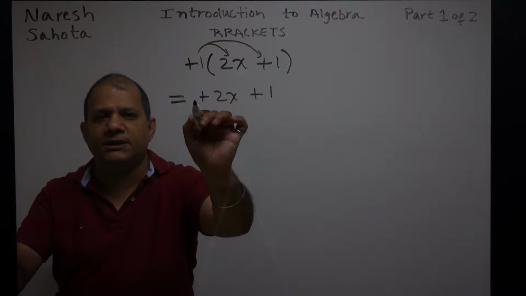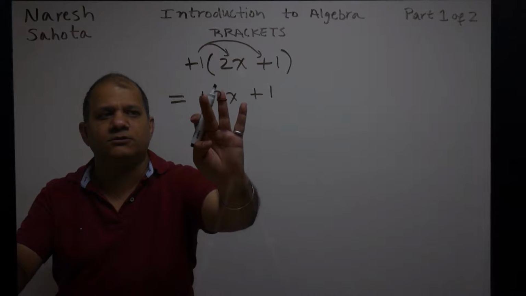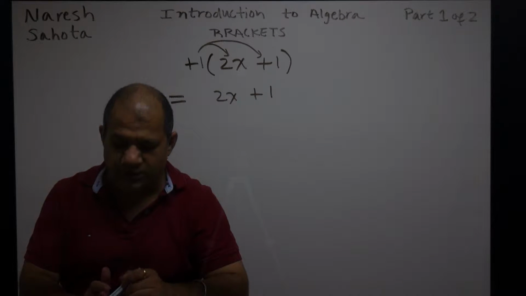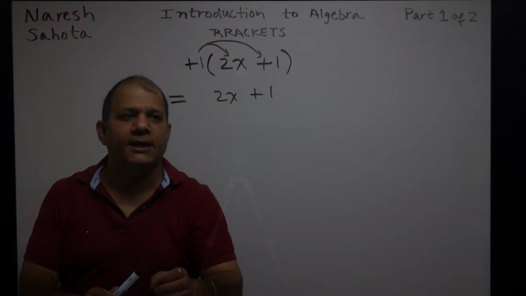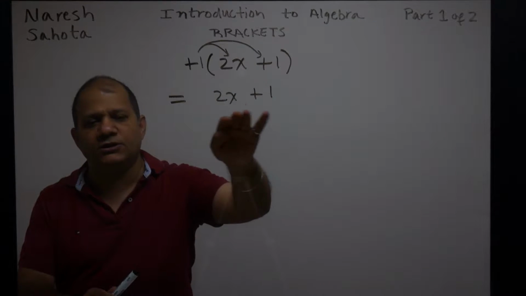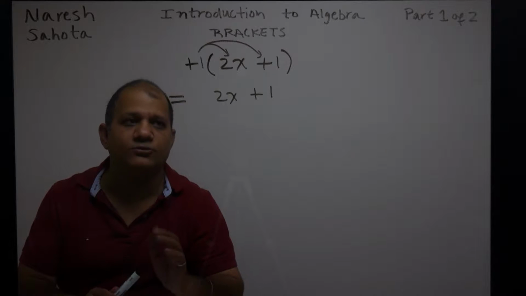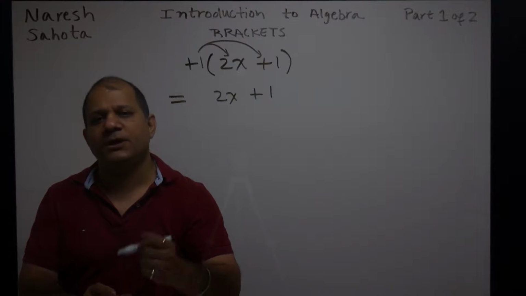So 1 times 1 is 1. Do I really need this plus sign there? No, I don't. So I can remove it. So the answer is 2x plus 1. So this is how we remove the brackets. And now this expression is in its simplest form. It can't be simplified further. So we're done. That's where we stop.